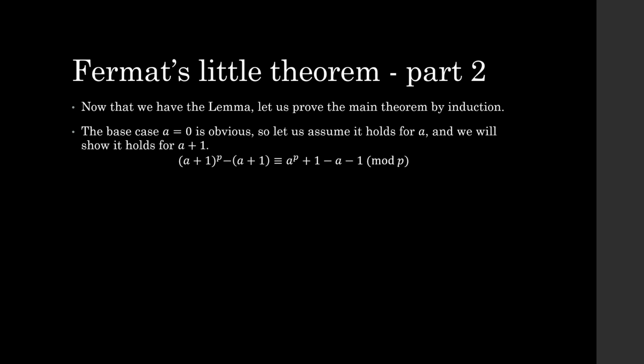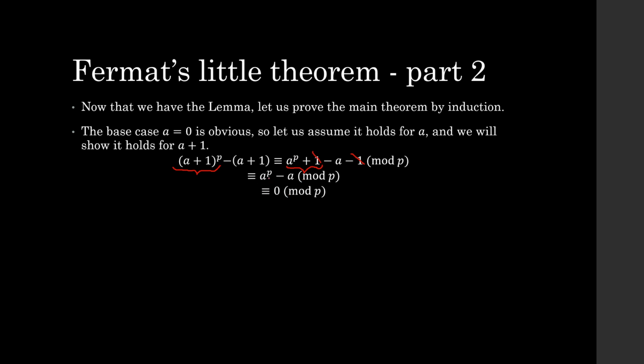So a plus 1 to the p minus a plus 1 is congruent to a to the p plus 1 minus a minus 1. So how did I do this? Here, I used the freshman's dream for this expansion, right? So that's the lemma we just proved. This guy is congruent to this guy. And here I've just expanded the parentheses. So then, using that, we've just got a to the p plus 1 minus a minus 1. I can cancel out those 1s here. And so I'm left with a to the p minus a.